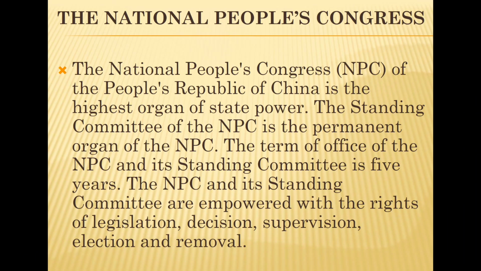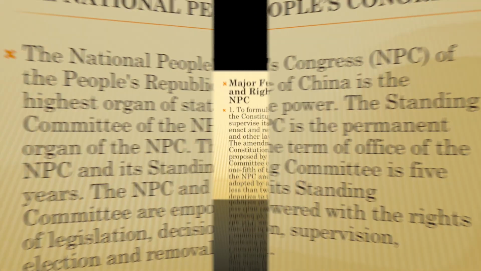To start, the National People's Congress, or the NPC of the People's Republic of China, is the highest organ of state power. The Standing Committee of the NPC is the permanent organ of the NPC. The term of office of the NPC and its Standing Committee is 5 years. The NPC and its Standing Committee are empowered with the rights of legislation, decisions, supervision, election, and removal. These are the key components of the power of the NPC.